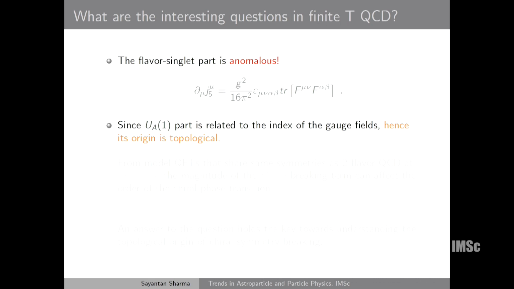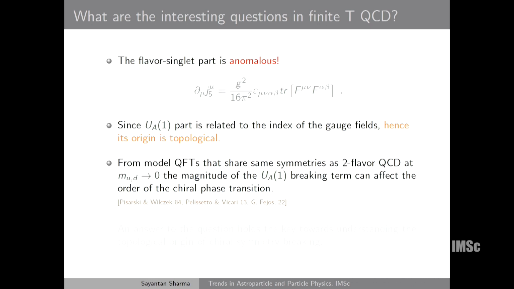So, from this relation, we can see that this UA1 part is related to the index of the gauge fields, and hence the origin of its breaking is topological. Even though it is not an exact symmetry, there have been model quantum field theory studies which share the same symmetries as two-flavor QCD, and people can tune the amount of UA1 breaking in these models.